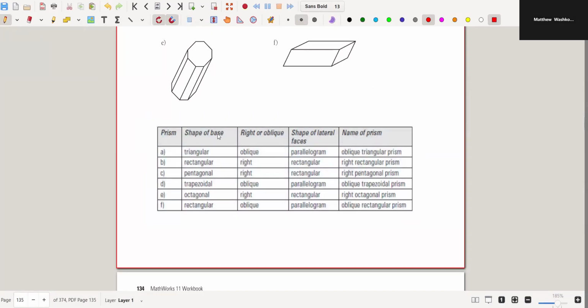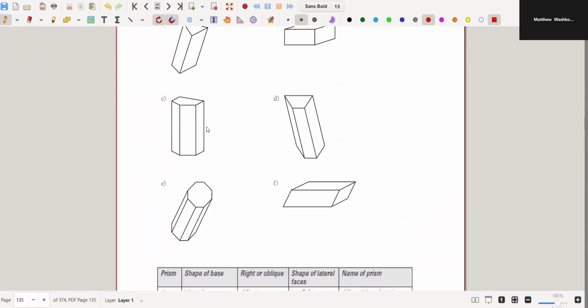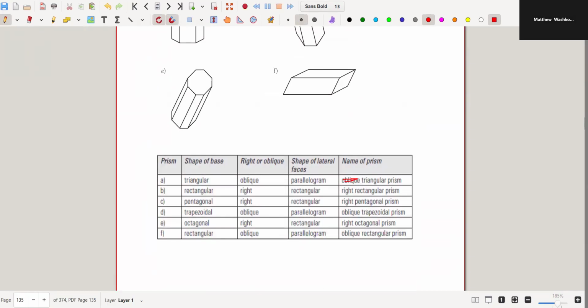Now that said, number A, you could just put triangular prism. We don't really care about whether it's right or oblique right now. So I'm just going to get rid of those. Actually, I'm not going to get rid of them, but we don't really care too much about that stuff. That said, I'm not going to ask you to know that much about 3D shapes.